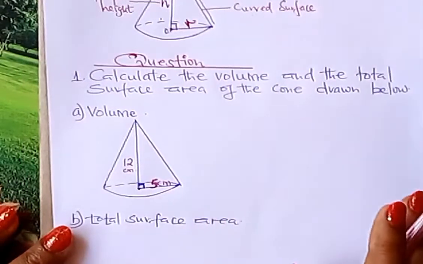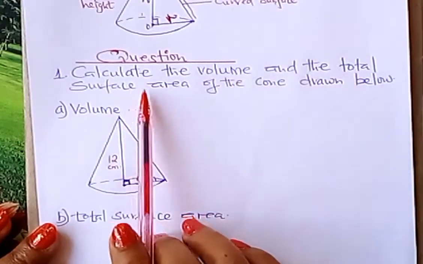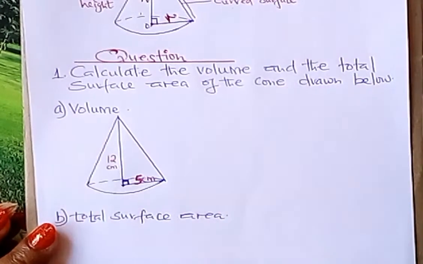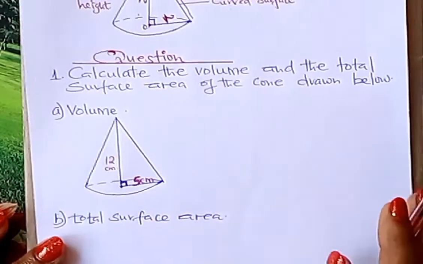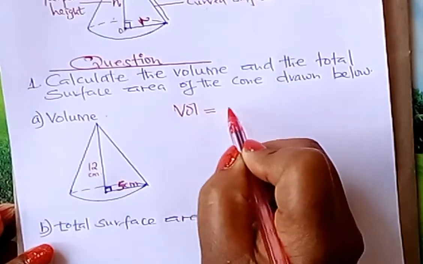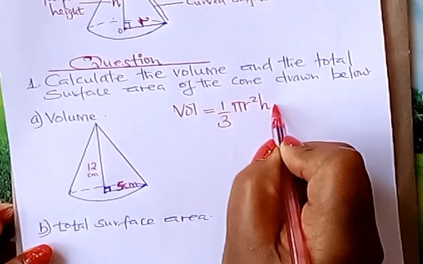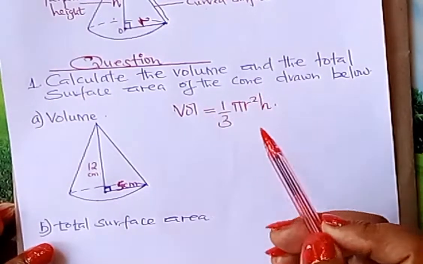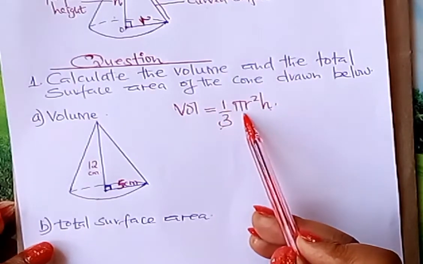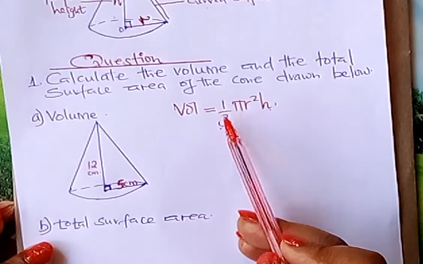We go to question 1 here. You are told to calculate the volume and the total surface area of the cone drawn below. This is our cone. How do we find its volume? Learner, volume of a cone is given by what? A third pi r squared height. Master the formula. A third pi r squared height. So this is very important.